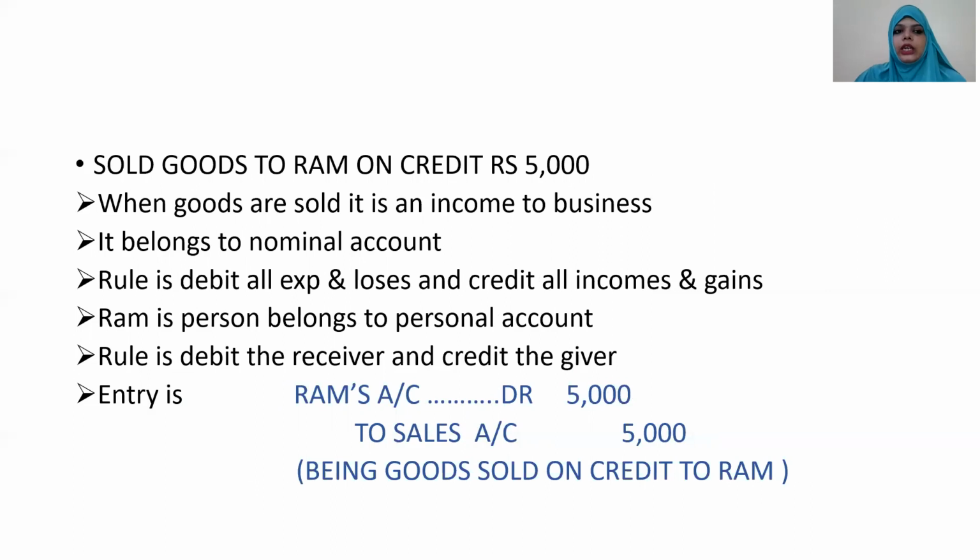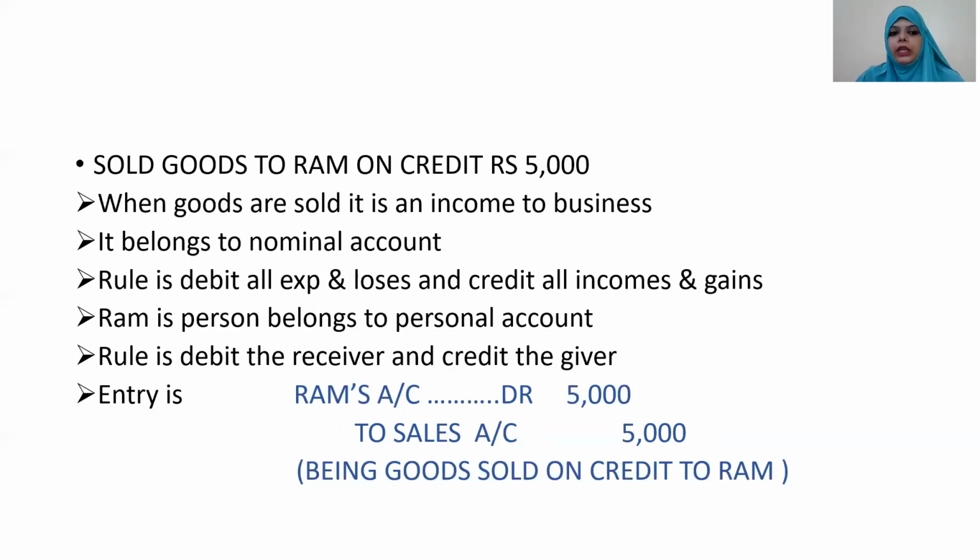Coming to your next transaction, that is sold goods to Ram on credit rupees 5,000. Okay, so sold goods to Ram means goods are sold, means it is an income to the business obviously, and credit means you have given so that the person will pay the money on a later basis. That is the credit part. So we'll leave the credit part, but it is sold to Ram. So who is the person who is the debtor who owes to our business? The person is Ram. So when goods are sold, it is an income to the business.